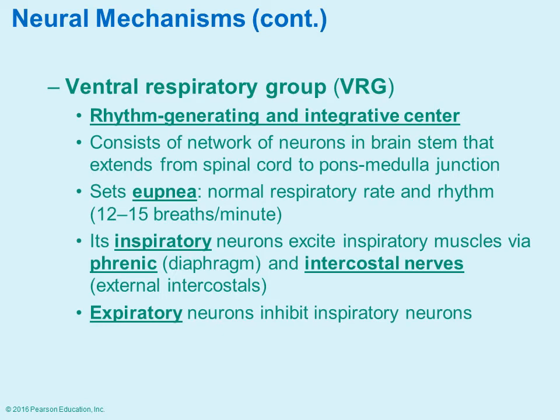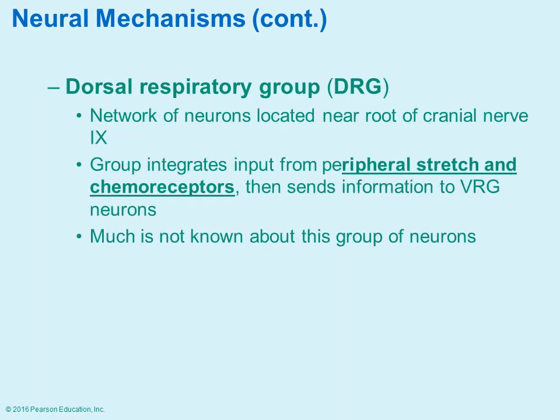The neurons can stimulate muscles via the phrenic nerve, which innervates the diaphragm, as well as the intercostal nerves, specifically the external intercostals, to trigger the muscles necessary for you to inhale. How do you control exhaling? The expiratory neurons are going to inhibit those inspiratory ones so that you relax and then exhale.